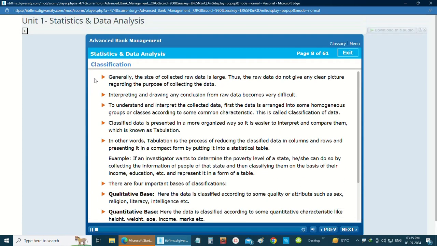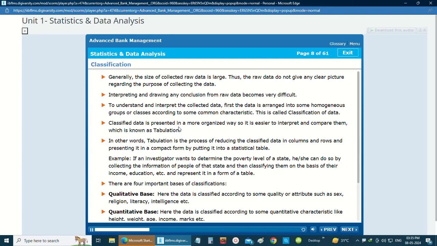Classification. Generally, the size of collected raw data is large. Thus, the raw data do not give any clear picture regarding the purpose of collecting the data. Interpreting and drawing any conclusion from raw data becomes very difficult. To understand and interpret the collected data, first the data is arranged into some homogeneous groups or classes according to some common characteristic. This is called classification of data.